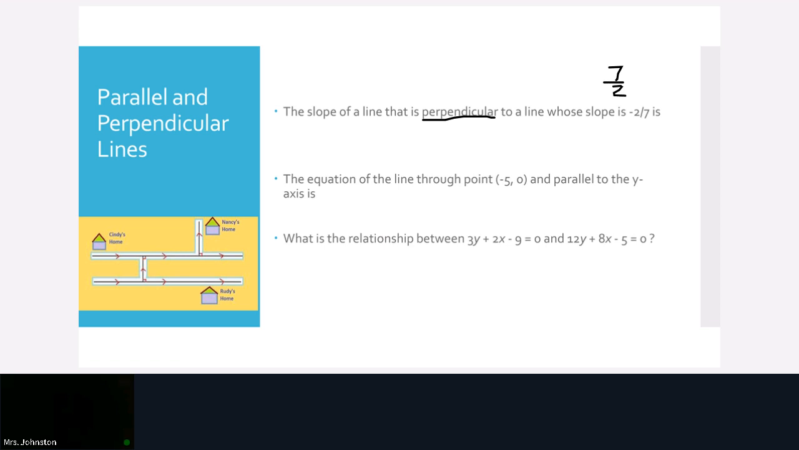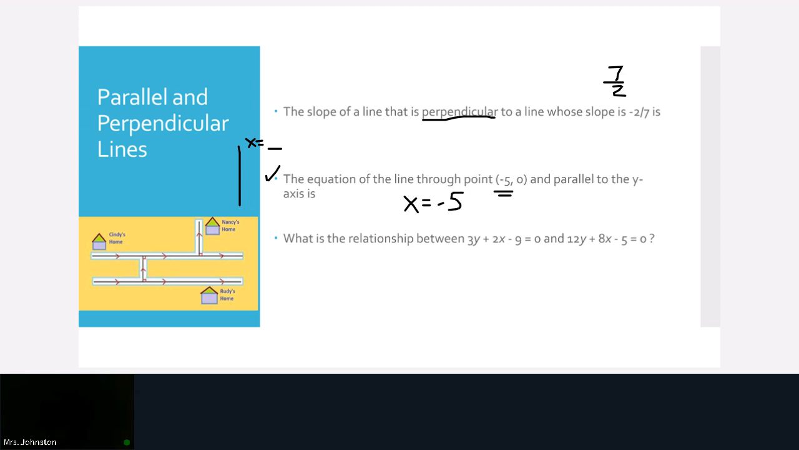The equation of the line through point (-5, 0) and parallel to the y-axis. Well, the y-axis is the one with no slope. Anything that's vertical has the form x equals some number. And since x equals -5 in this point, the line equation will be x equals -5.